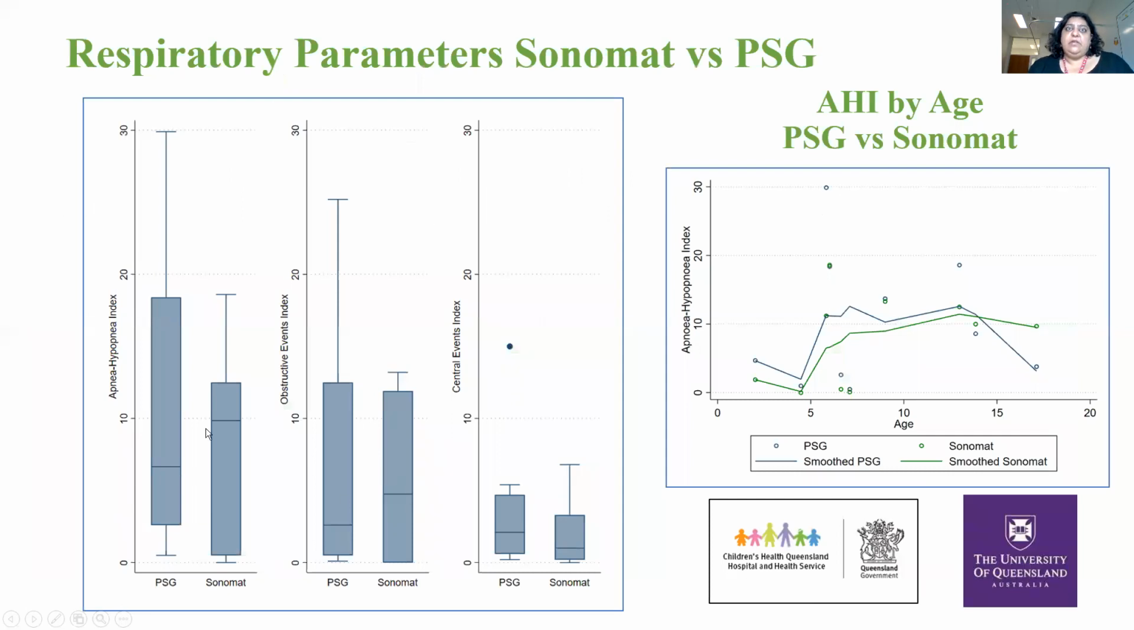This is comparing using a visual method, so you can see the apnea-hypopnea indices here, the obstructive events index and the central events index. And overall, these are actually quite comparable on both forms of monitoring, which is quite exciting for us to see, because it suggests that the Sonomat may be something that can be used in the future. Here you can see the pattern in our 10 children according to age, and what their obstructive indices were like, the apnea-hypopnea index on both measures. So again, this is just showing the comparison and how closely they were recording.